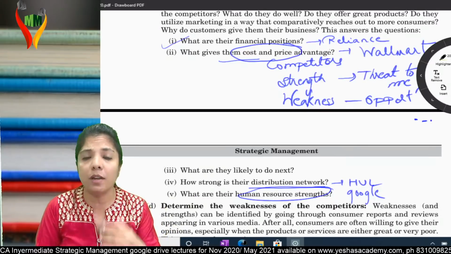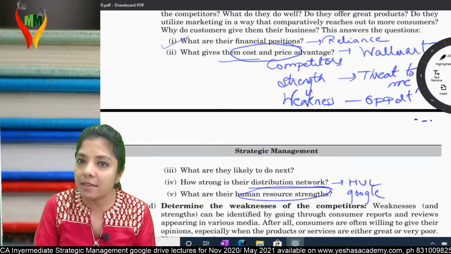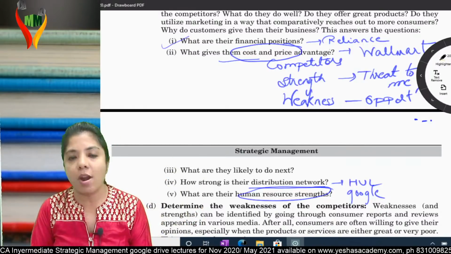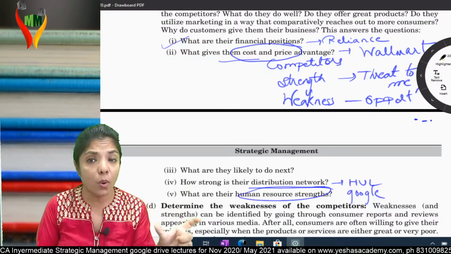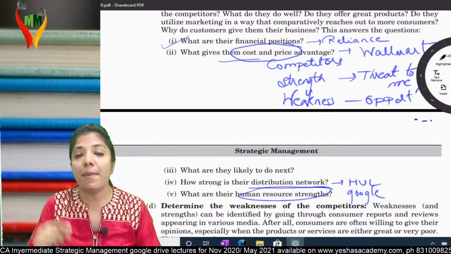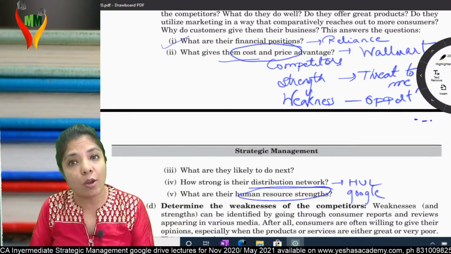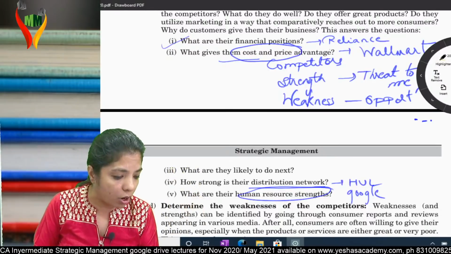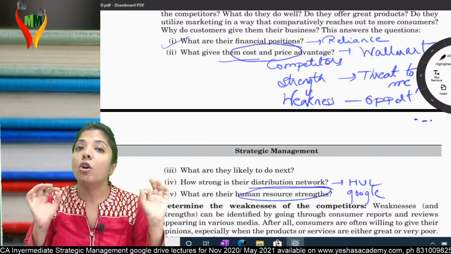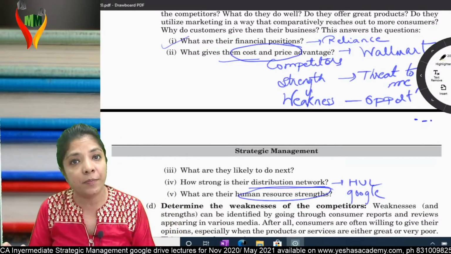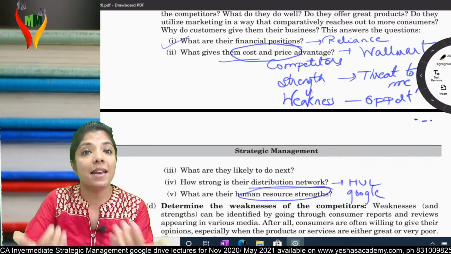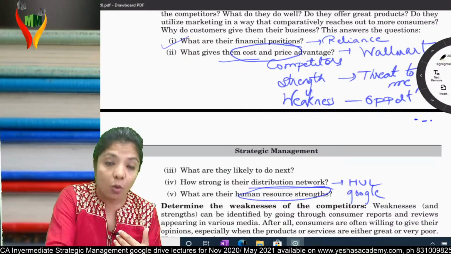We were done with part 1. What is part 1? Competitive landscape. Knowing about your competitors is called competitive landscape, and to know about them you need to keep an eye on them. Keeping an eye on your competitors is called competitive intelligence. Am I clear till here? Then I said question number 2 as homework for you, and now I'm going to start with part 3, question number 3.